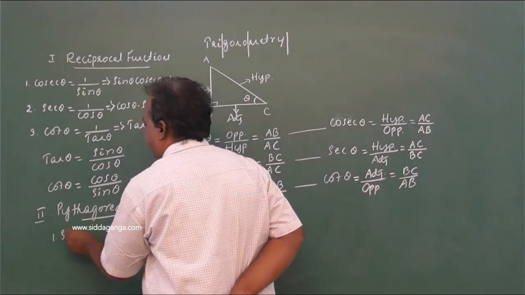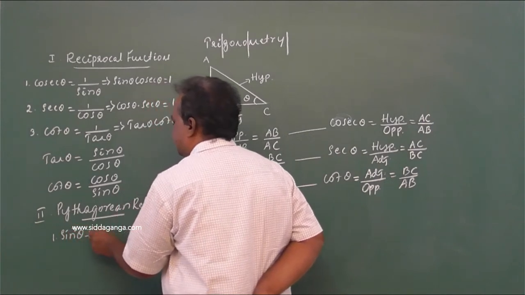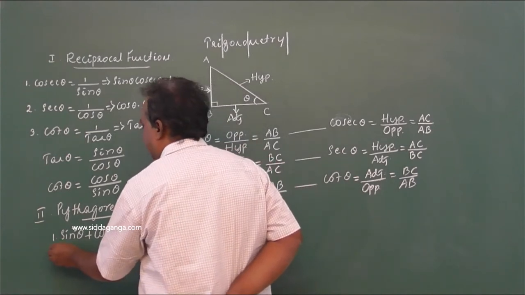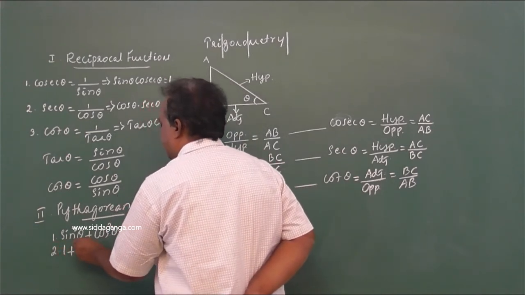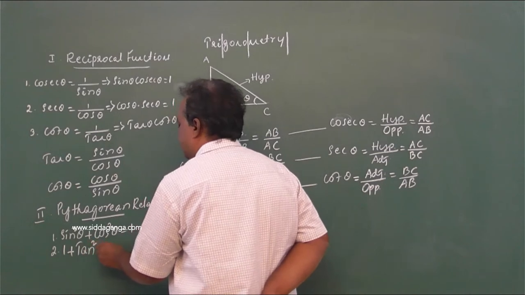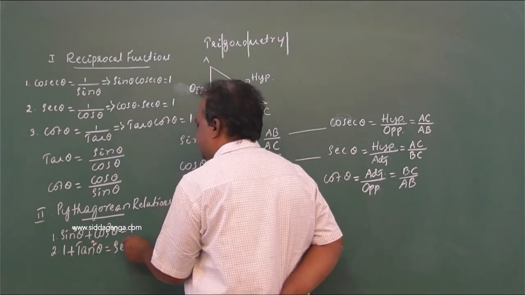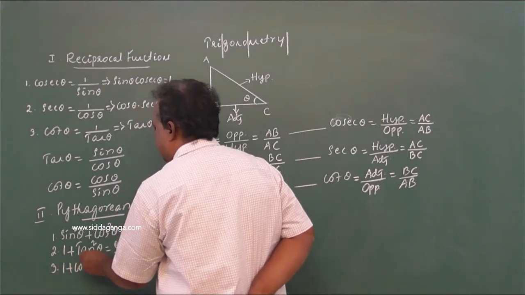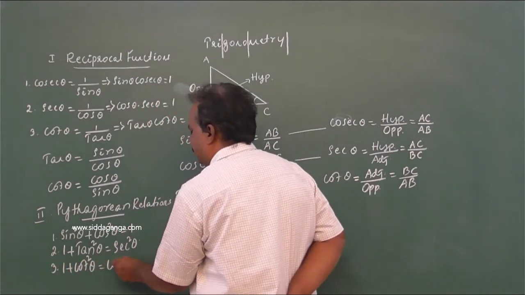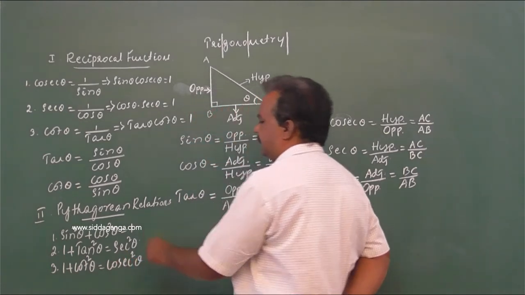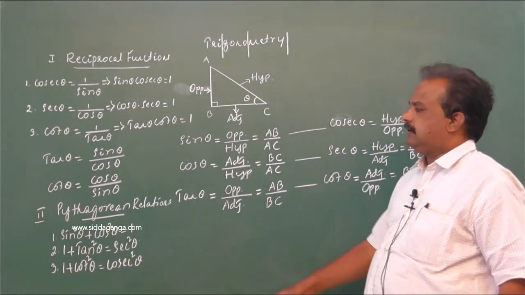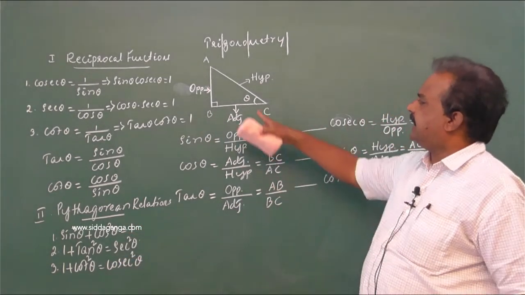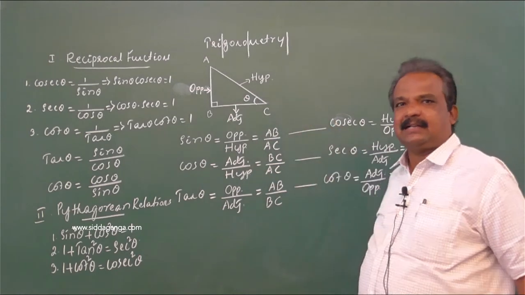Sin square theta plus cos square theta is equal to 1. 1 plus tan square theta is equal to secant square theta, and then 1 plus cot square theta is equal to cosecant square theta. So these are the Pythagorean relations, which can be proved again by considering the right angle triangle.